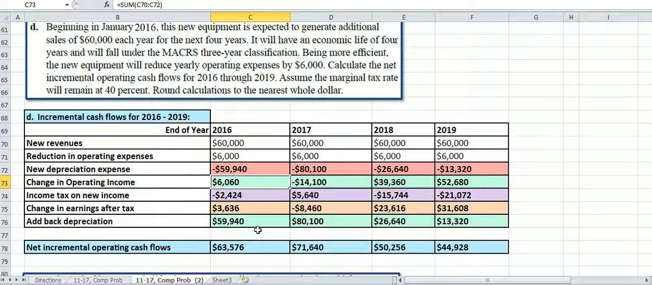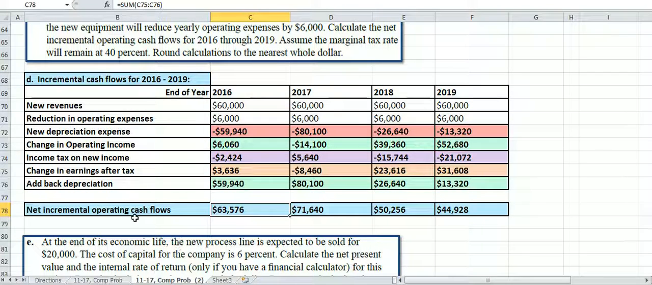And then we end up with, after adding this back here, after adding these two, this cell C, actually we're adding all of these, right? Let me just go back here. No, we're not. We're adding these last two here to get our net incremental operating cash flows for each year. Alrighty, now that's going to take care of that. So we know what our net incremental operating cash flows are going to be as a result of installing this new process line. And it's going to be positive.